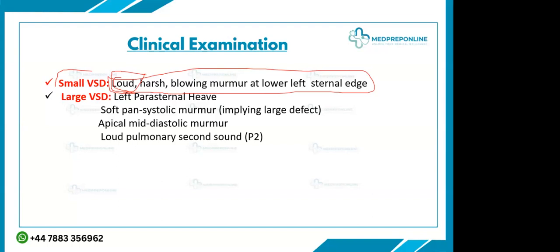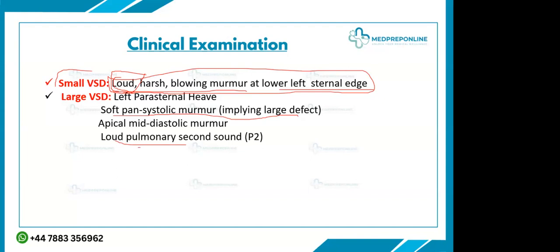So in a small VSD, it will be a loud, harsh, blowing murmur at the left lower sternal edge, while in a large VSD there will be a soft pansystolic murmur. When there is a soft pansystolic murmur, you will know that this is a large VSD. And when there are signs of heart failure as well, among the clinical examination findings, one will be the soft pansystolic murmur.